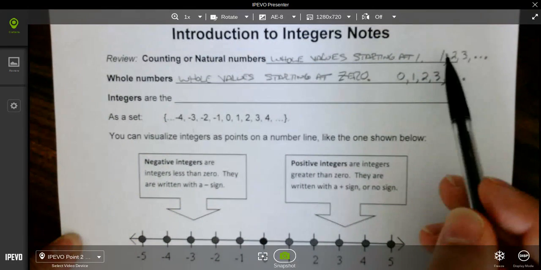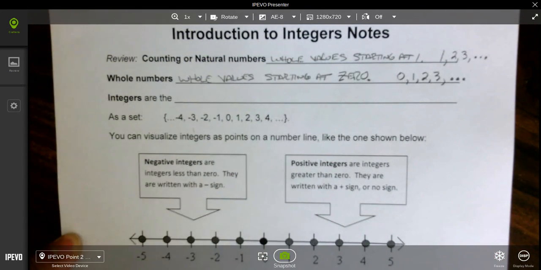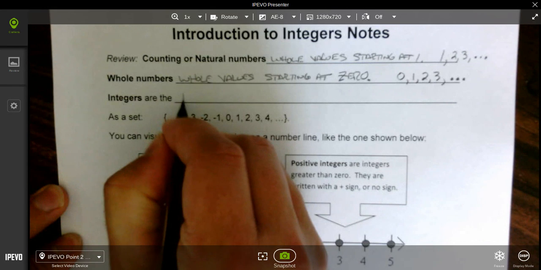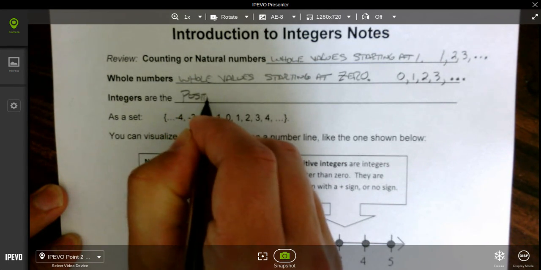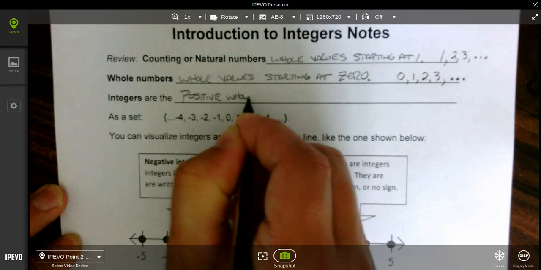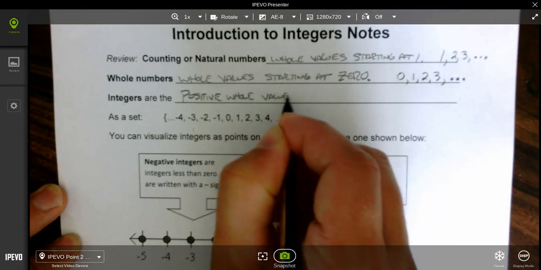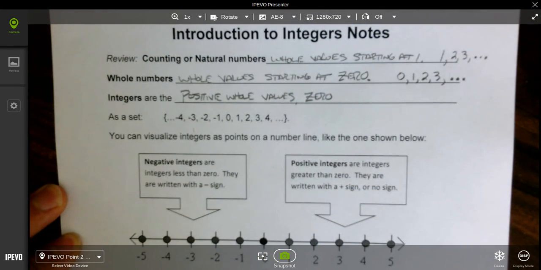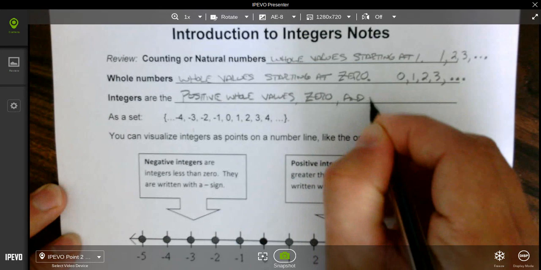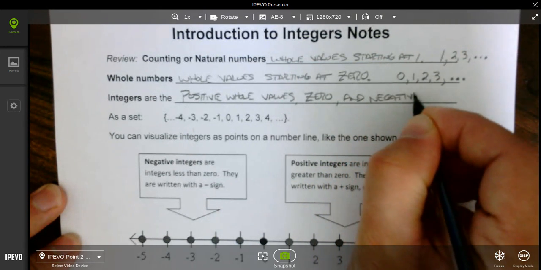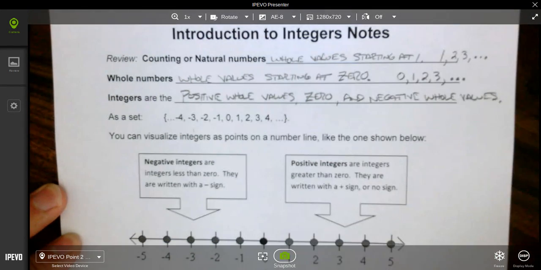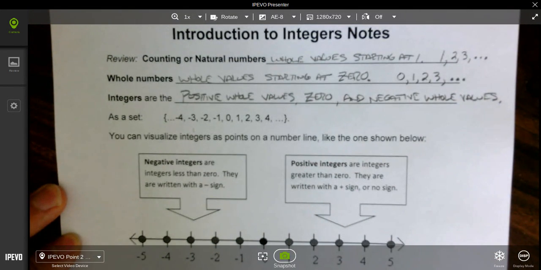The counting numbers start at 1 and go on forever. With integers, we're going to gain the negative numbers. Integers include all of the numbers that we've talked about. So they include the positive whole values, which were the counting numbers, 0, which we got when we moved into the whole numbers, and negative whole values. The positive whole values, 0, and the negative whole values.